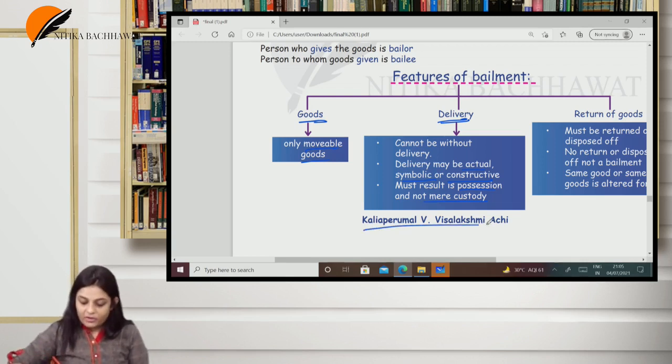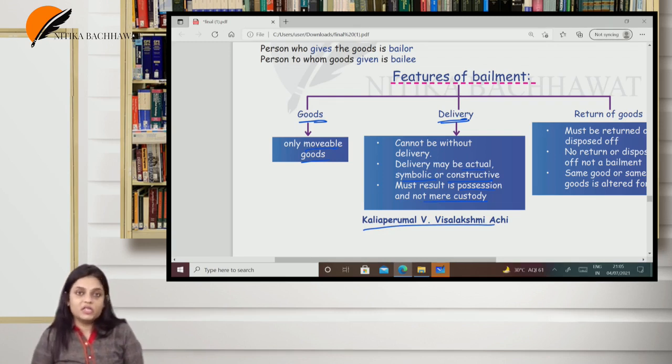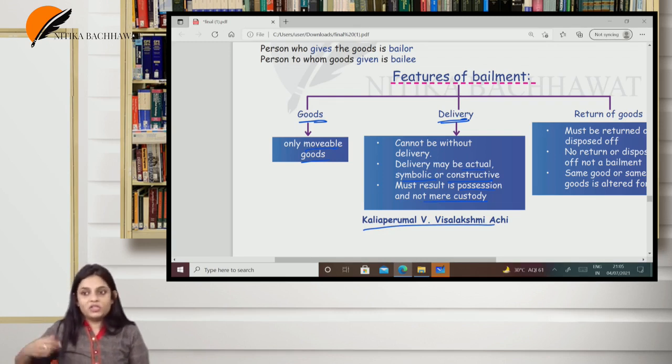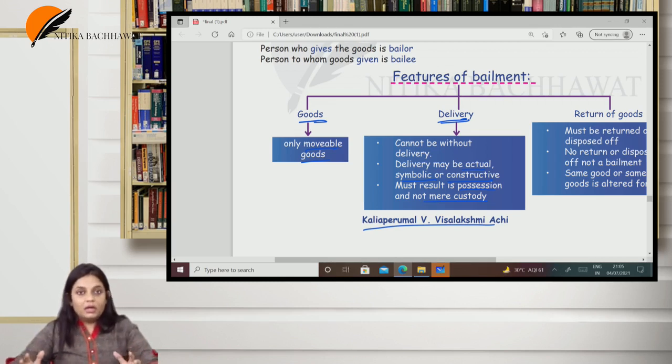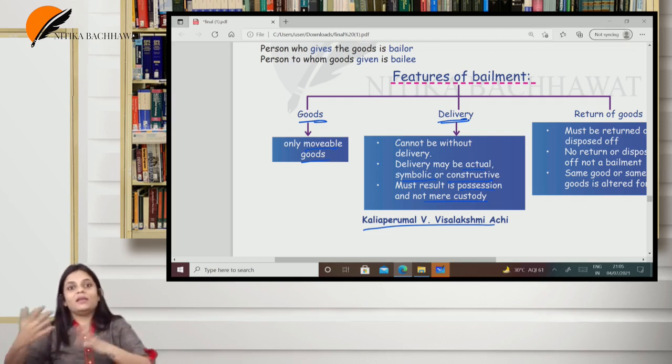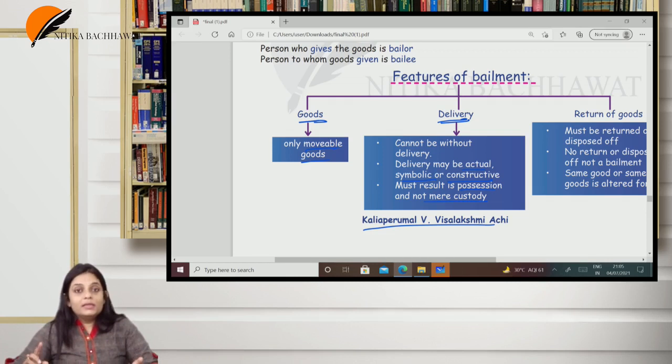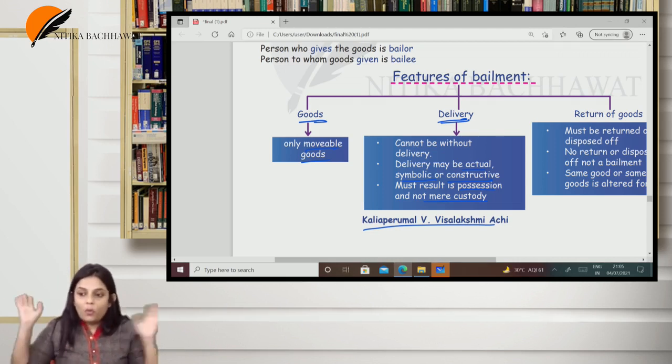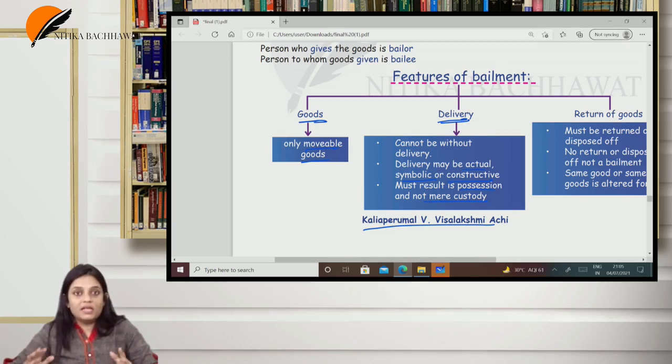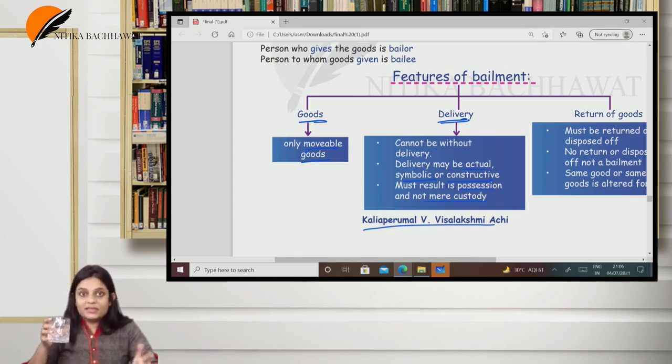And you must have referred to the case of Kalia Perumal versus Visa Lakshmi Achi, where the lady went to the goldsmith and gave her box of gold jewelry to him, but she used to lock it every night and take the keys away. Every morning she would come back, open the box with her own hands and then give it to the goldsmith to make new jewelry. Since the key was with her, it was only custody of the box that the goldsmith had and not the possession. One day she opened the box, nothing was there. She claims the money from the goldsmith. Is the goldsmith liable? No, because there was no bailment, because he only had the custody, not the possession.